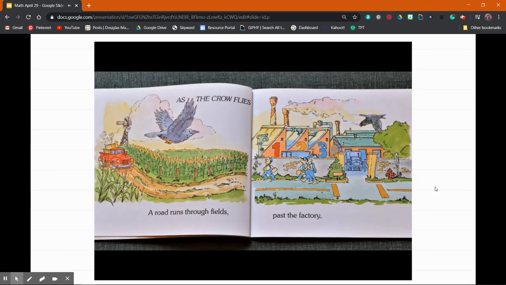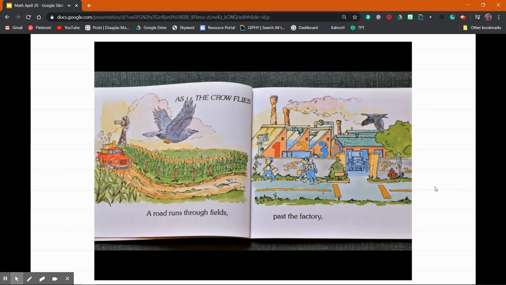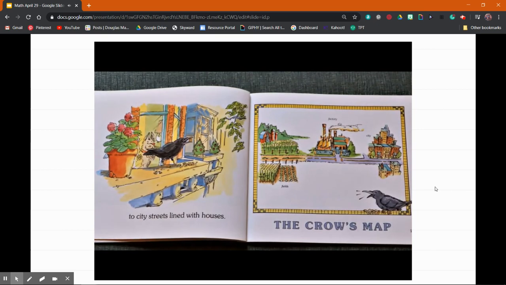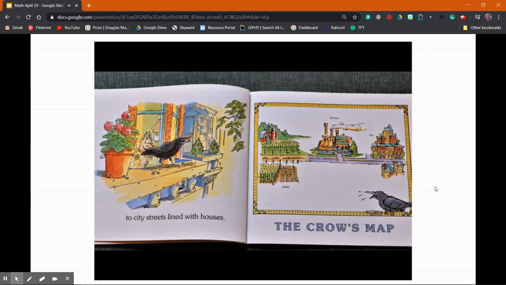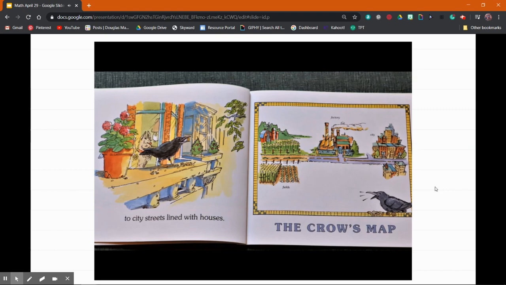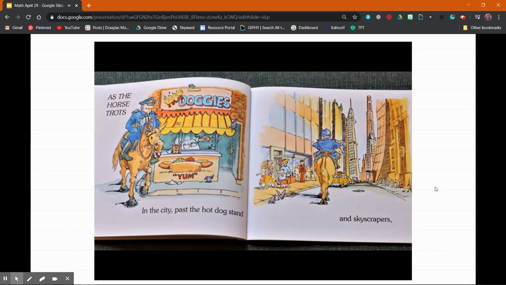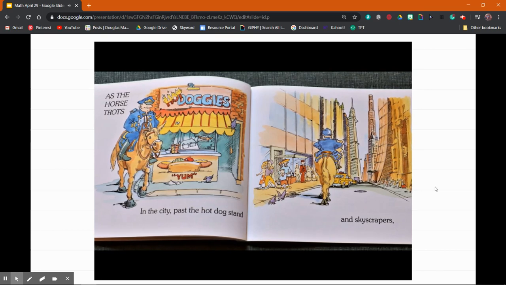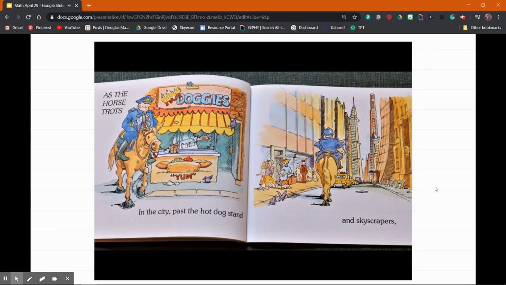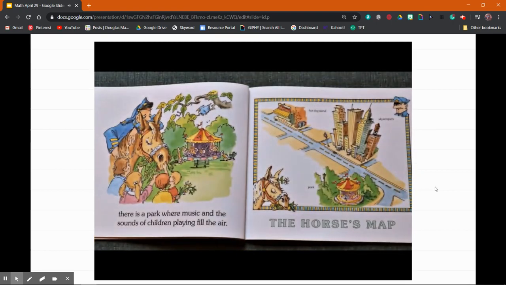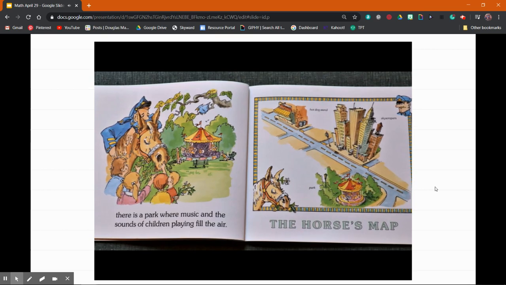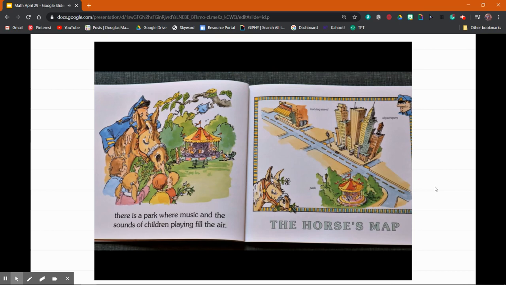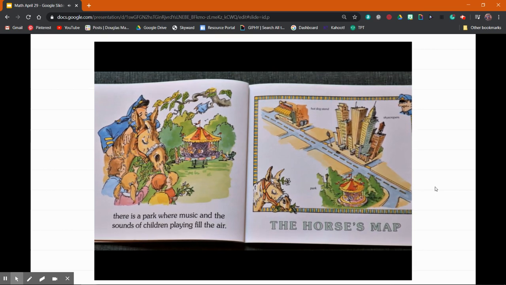As the crow flies, a road runs through fields, past the factory, to city streets lined with houses. The crow's map. He sees the fields, the factories, and the city. As the horse trots in the city, past the hot dog stand and skyscrapers, there is a park where music and the sounds of children playing fill the air. The horse's map. He sees the hot dog stands, skyscrapers, and the park.